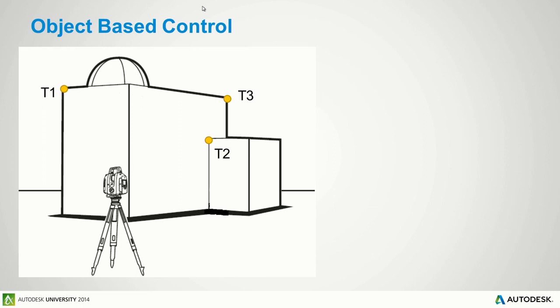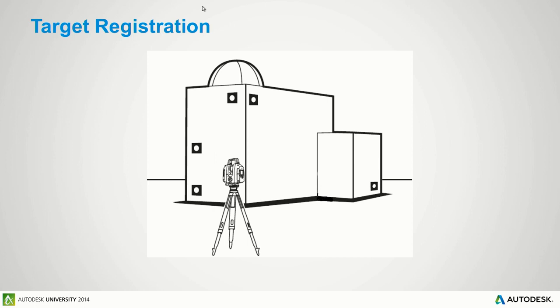Next one is target registration. I'm sure we've all seen target registration. Again, this is really a belt and braces approach from a survey point of view, in that it needs more work in the field. So putting your targets in the right positions, and then positioning those targets either with a total station or with the scanner itself.